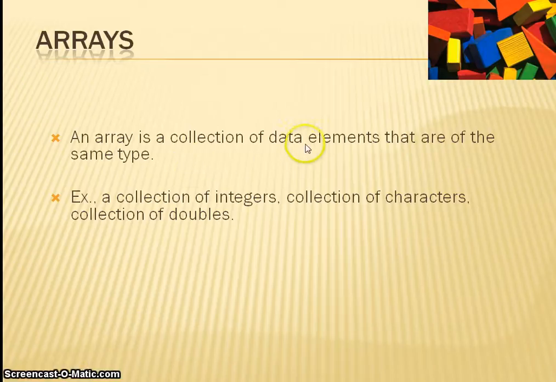So an array is a collection of data elements, which means they have to store data elements of the same type. For example, if you declare the array as an int, in that particular array they have to store only integer values. If you declare an array as a character, they have to store only character values. If you declare the array as a double, they have to store only double values. Like that, the array has to store elements of the same type.